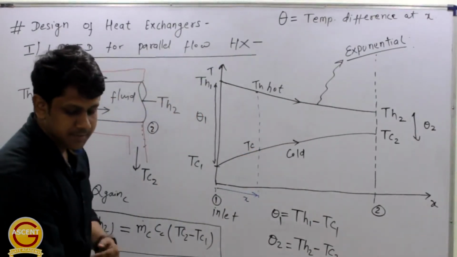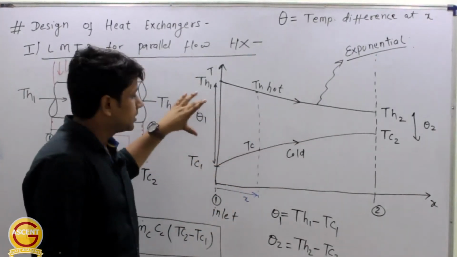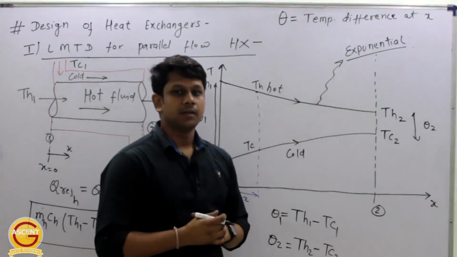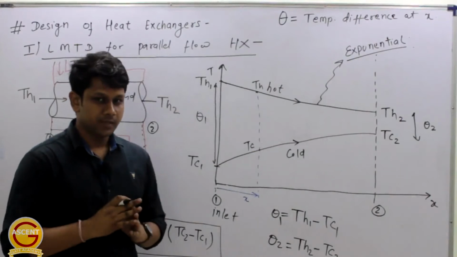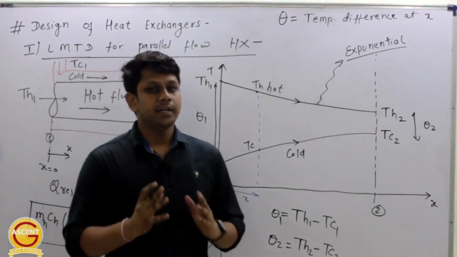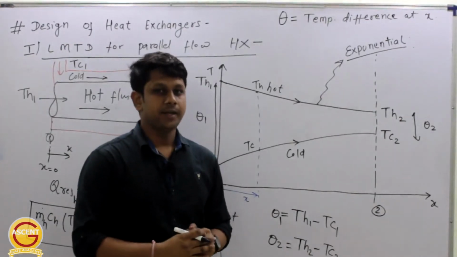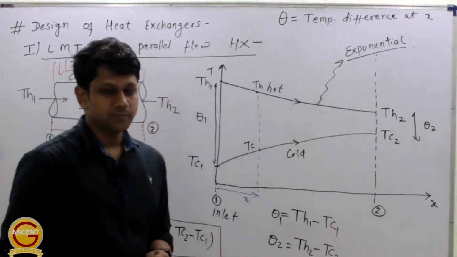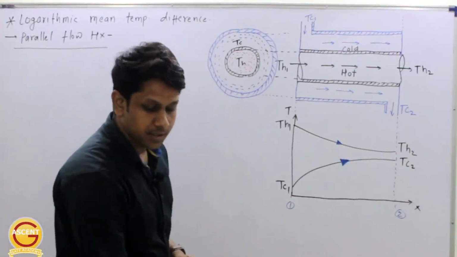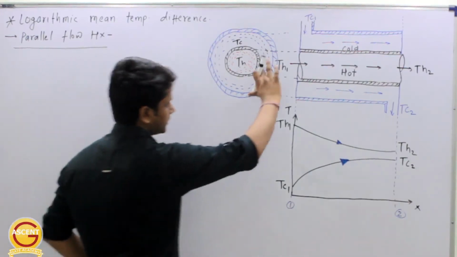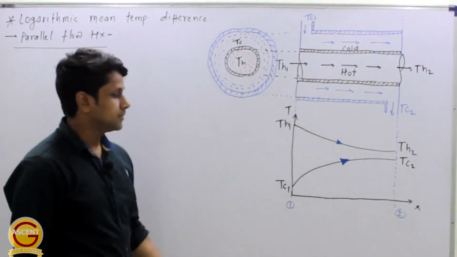Now the problem arises, as this theta value is changing, the temperature difference is not constant. So if you want to calculate the heat transfer, how can you do that? For that only we take a mean temperature, which is known as logarithmic mean temperature, right? So now let's see that concepts of logarithmic mean temperature. So till now we have seen the arrangement in parallel flow heat exchanger. So this is the arrangement, both fluids are flowing in same direction, and we have drawn the temperature profile.